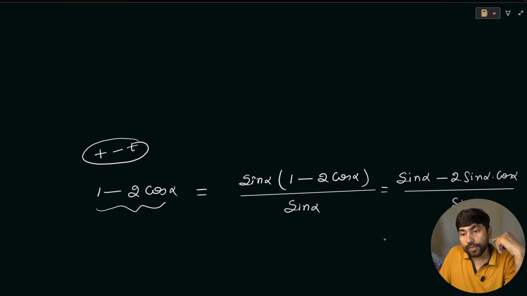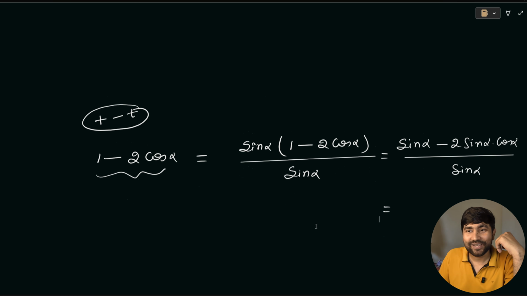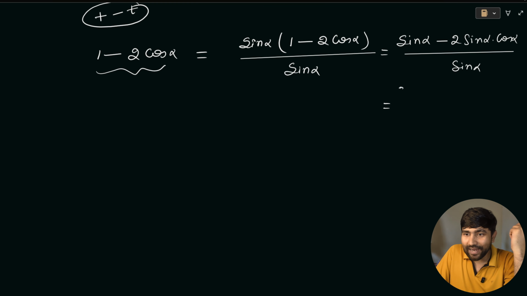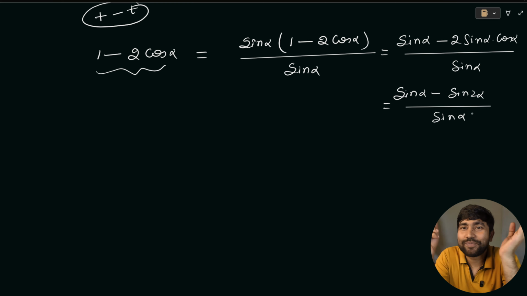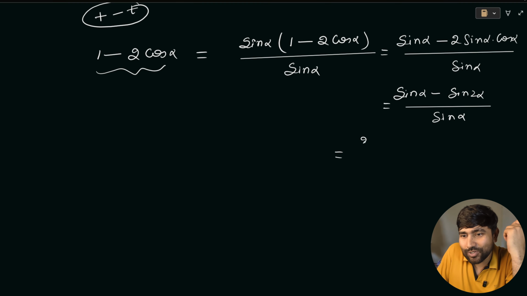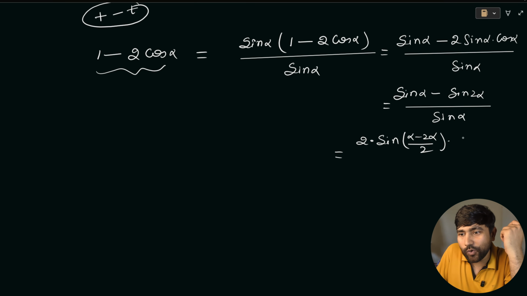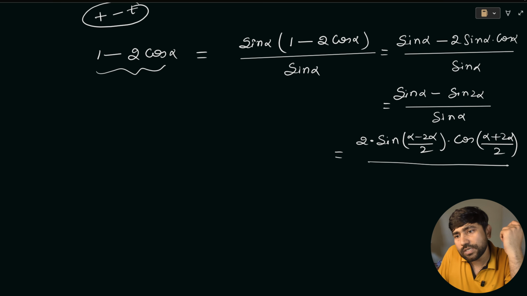That we have discussed. So what can we write? We can write it as sin alpha minus sin 2 alpha upon sin alpha. Now we are able to generate sin alpha minus sin 2 alpha in the numerator. So now we can apply the sin A minus sin B formula, or sin alpha minus sin beta, here. Yes, so let us do that. That will become 2 sin of (alpha minus 2 alpha) upon 2 into cos of (alpha plus 2 alpha) upon 2, upon sin alpha.